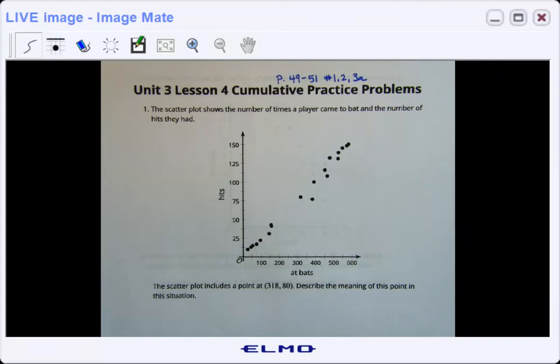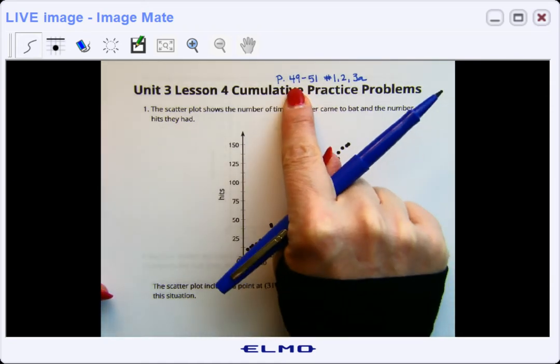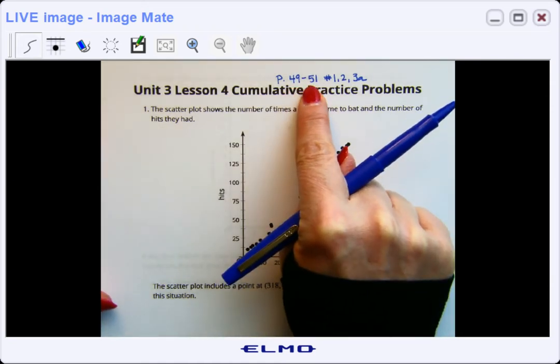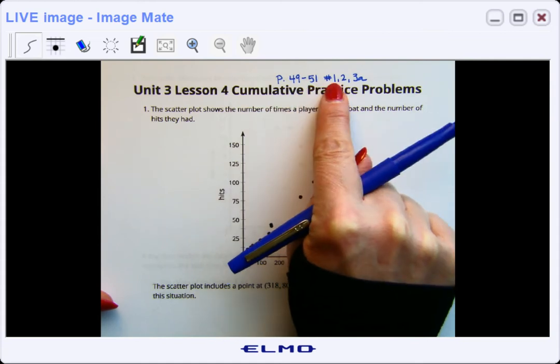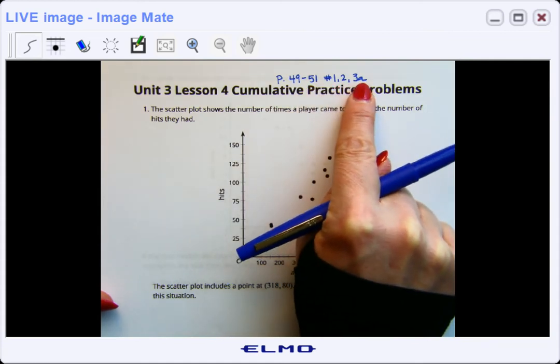Hi, it's Mrs. Moret with help on today's assignment, Unit 3, Lesson 4 Practice Problems. In your textbook, pages 49 through 51, and you're just doing numbers 1 and 2 and 3A.